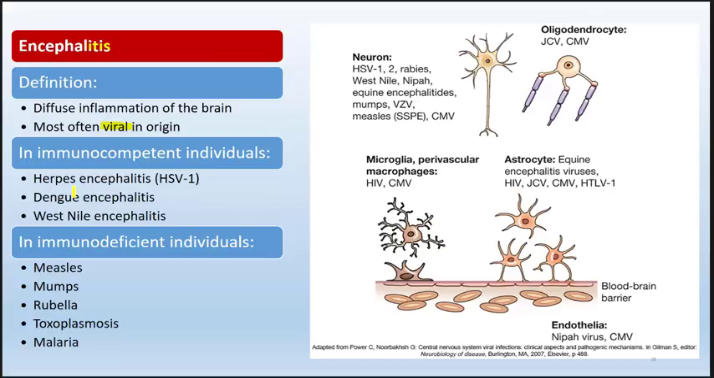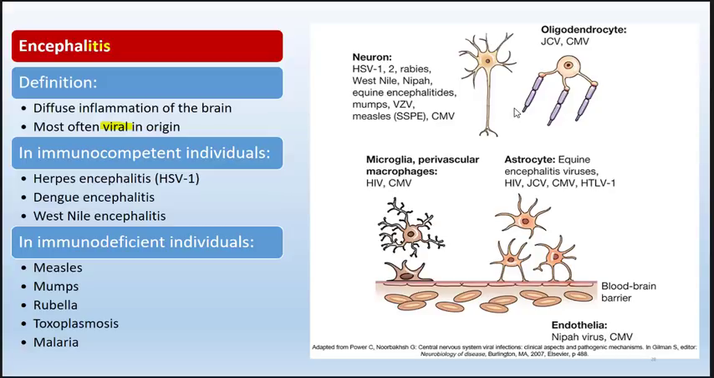Dengue encephalitis, or dengue fever found in tropical countries, presents really like a bad flu. West Nile encephalitis, this is something that's even seen here, so it's an important consideration. But in those who are immunodeficient, so their immune system is not intact as it should be, viruses such as measles, mumps, and rubella can be a problem, and parasites such as toxoplasmosis, or what would cause toxoplasmosis, and malaria can lead to inflammation of the brain.